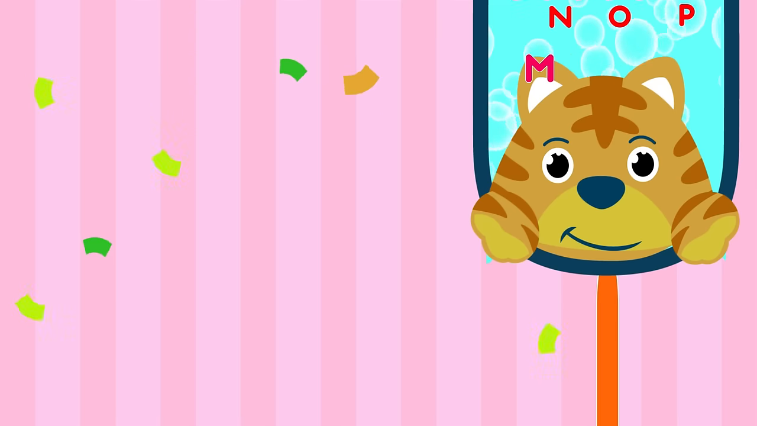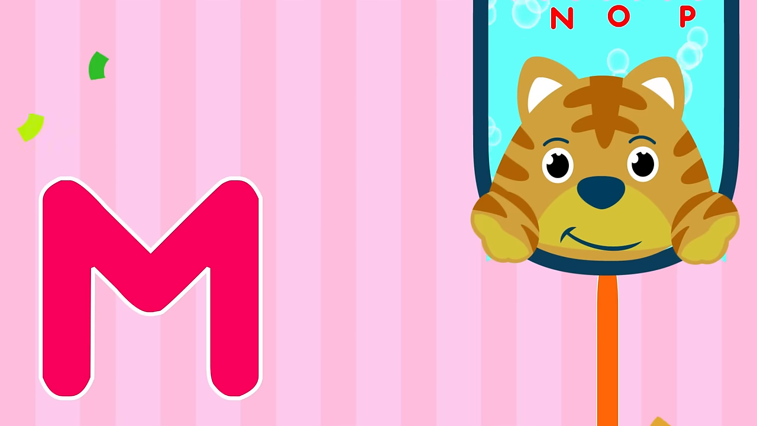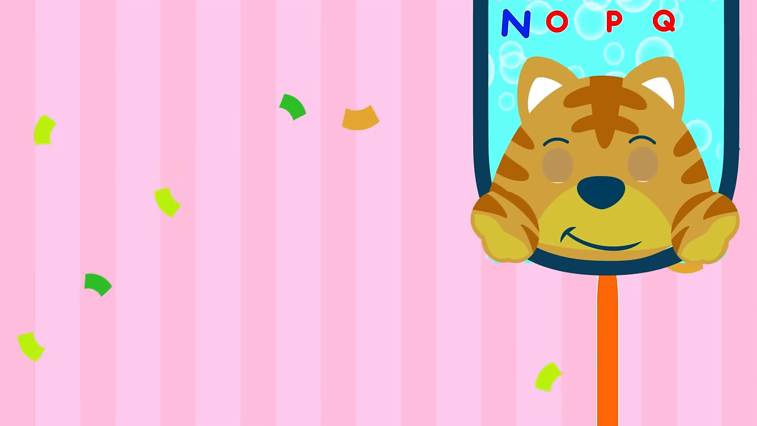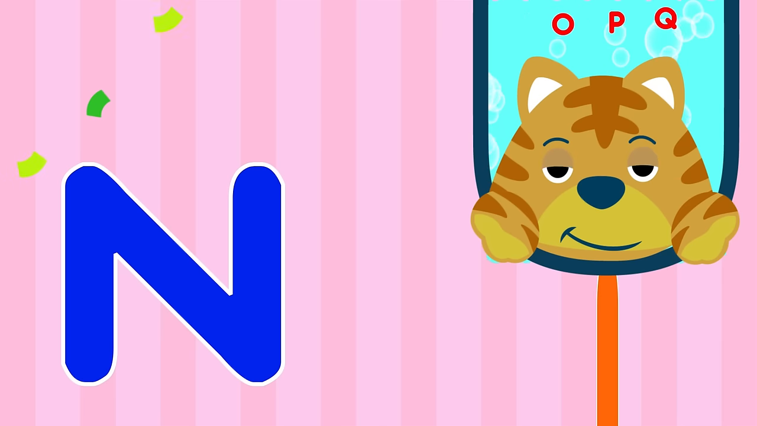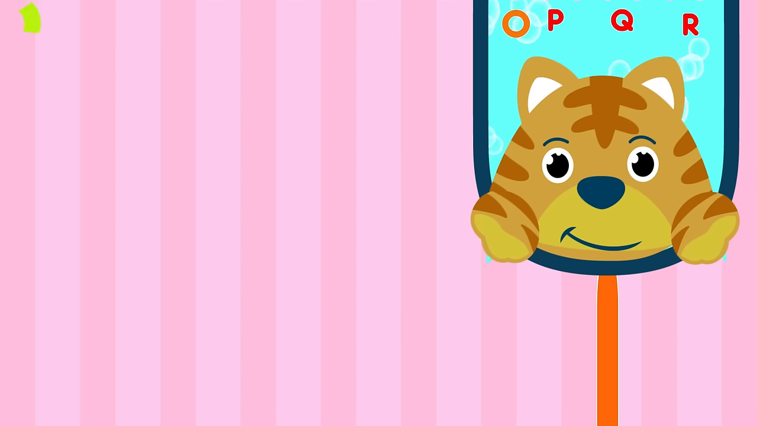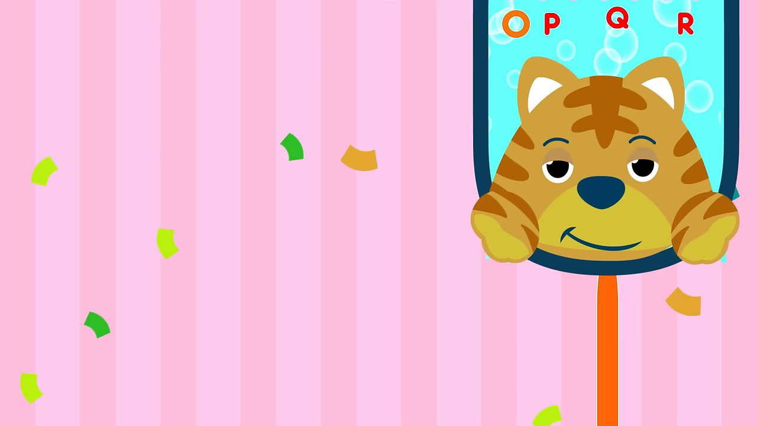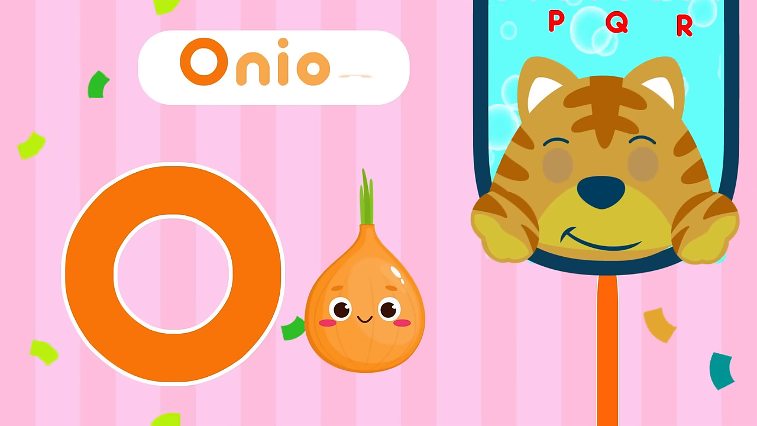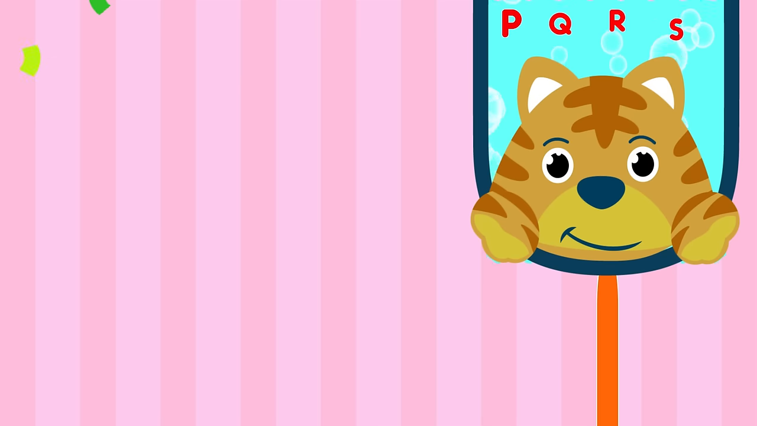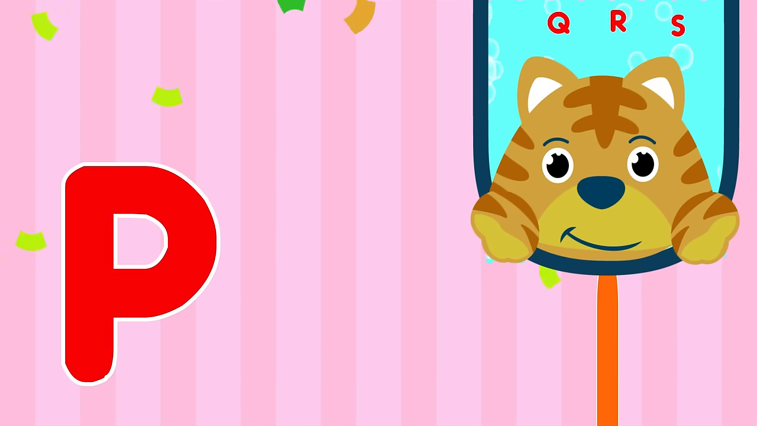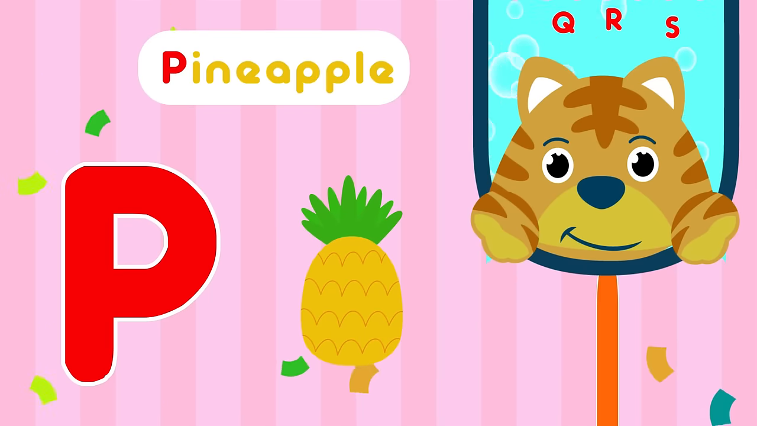Llama. M is for muffin. N. Nine. N is for nine. O is for onion. P. Pineapple. P is for pineapple.